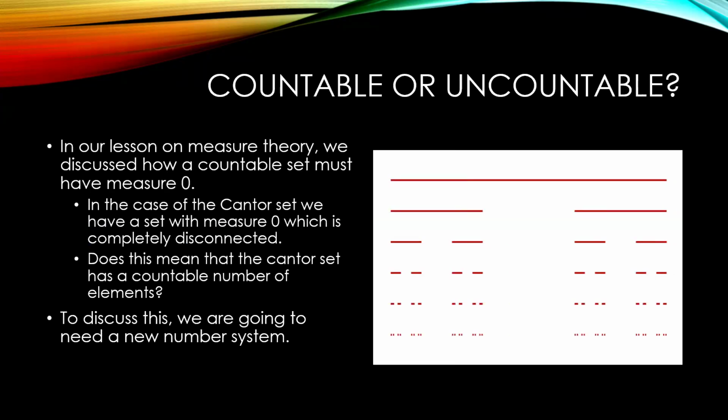The next one is the weird one, and we're going to need a little bit heavier math for this. Is the Cantor set countable or uncountable? In our lesson on measure theory, we discussed how a countable set must have measure zero. In the case of the Cantor set, we have a set with measure zero, which is completely disconnected. Does this mean that it's countable? Well, in order to explain this, we're going to have to talk about a new number system. We're going to have to talk about binary.